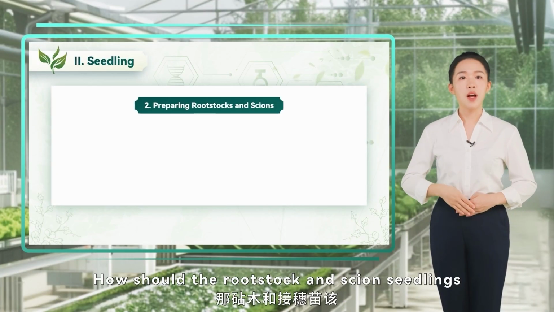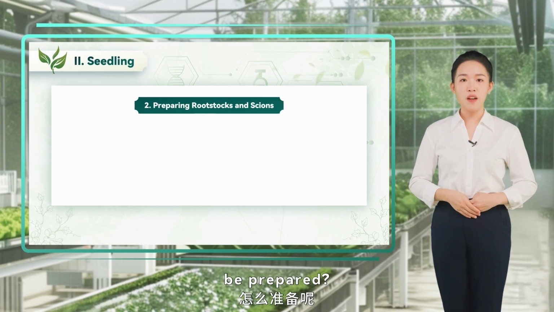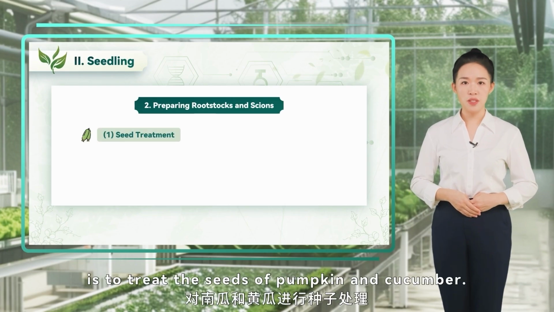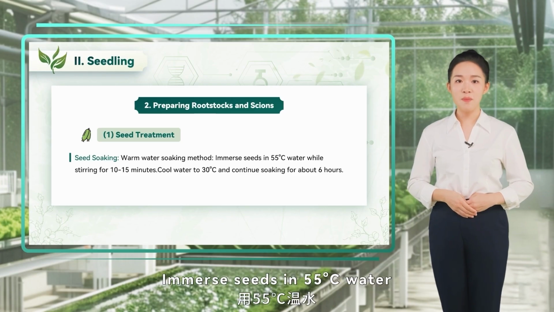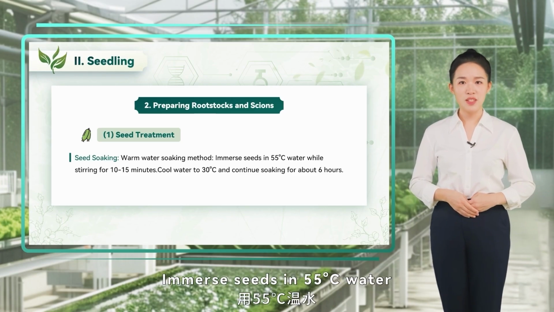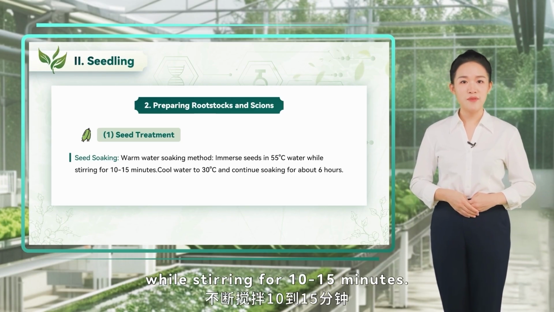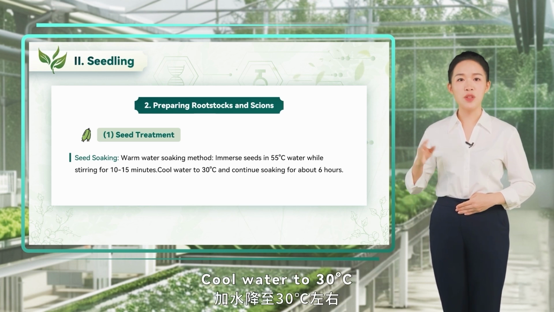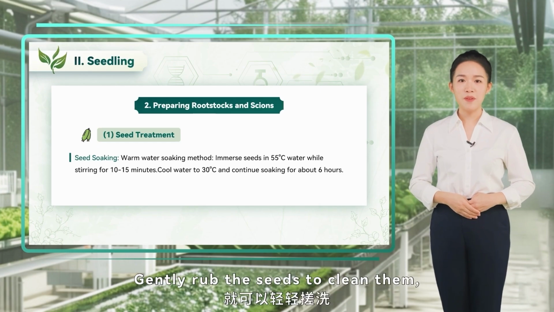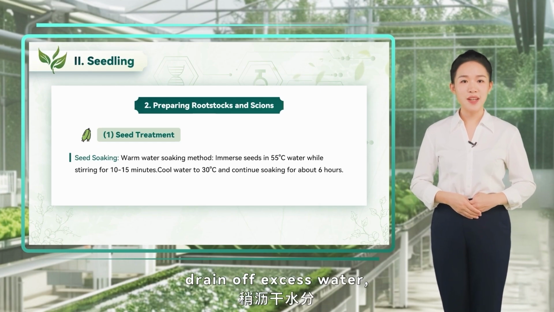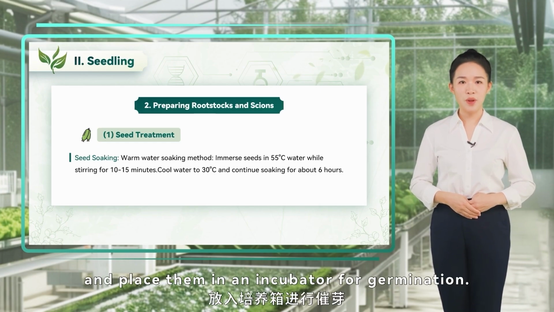How should the rootstock and scion seedlings be prepared? The first step is to treat the seeds of pumpkin and cucumber. Use the warm water soaking method for seed soaking. Immerse seeds in 55 degrees Celsius water while stirring for 10 to 15 minutes. Cool water to 30 degrees Celsius and continue soaking for about 6 hours. Gently rub the seeds to clean them, drain off excess water, and place them in an incubator for germination.